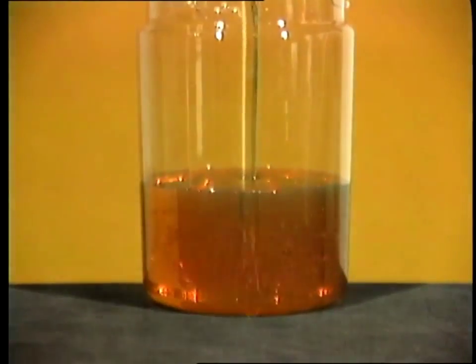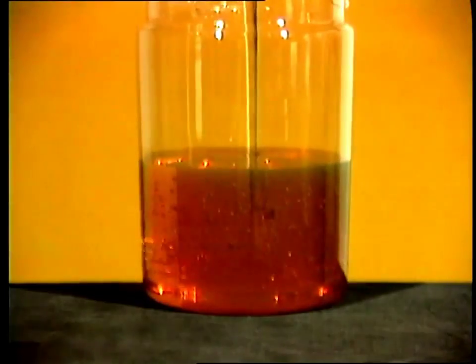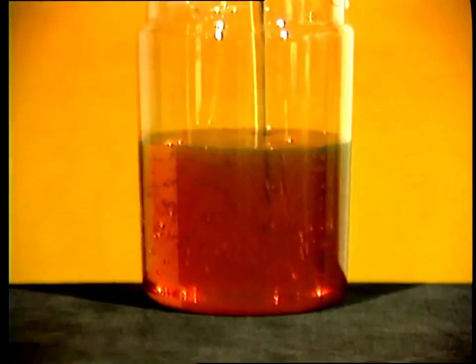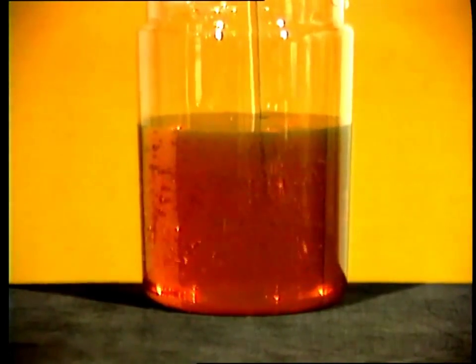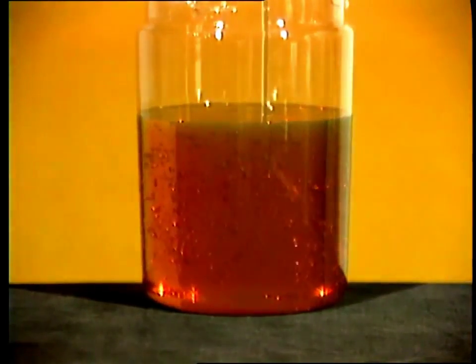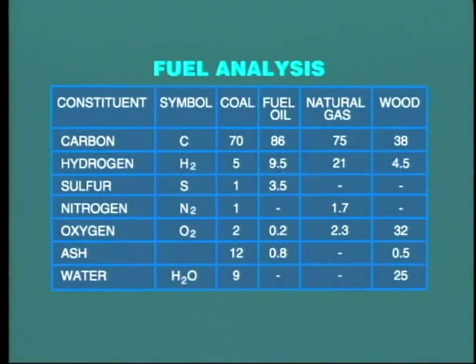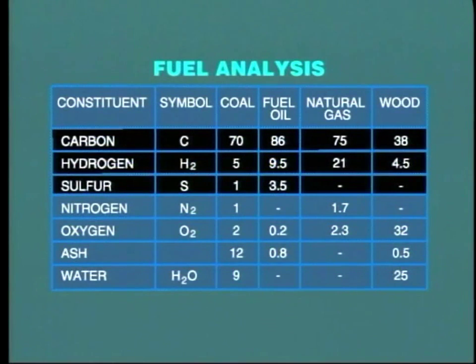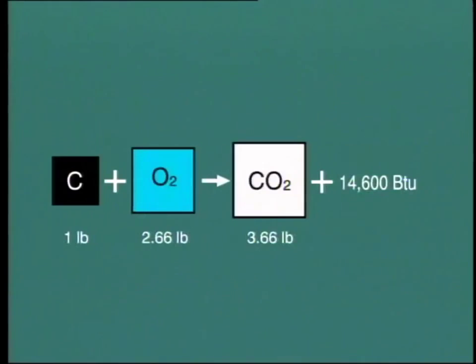Once again, let's take our fuel oil analysis as typical, and from this calculate the theoretical amount of air which must be provided to completely burn the fuel. To do this, we have to look at each element separately, that is, the carbon, hydrogen, and sulfur content. We pointed out before that for 1 pound of carbon, we need to provide 2.66 pounds of oxygen, and this produces 3.66 pounds of CO2.